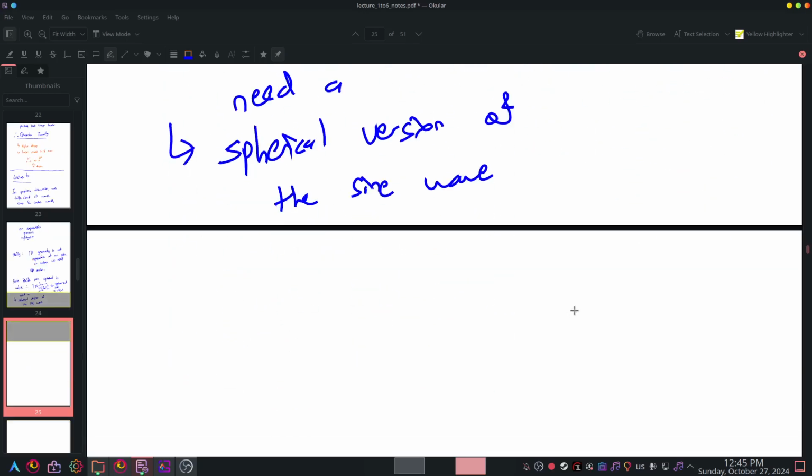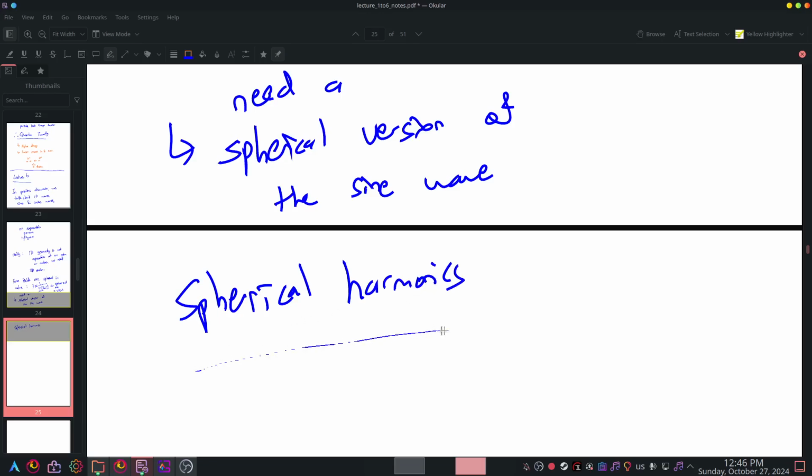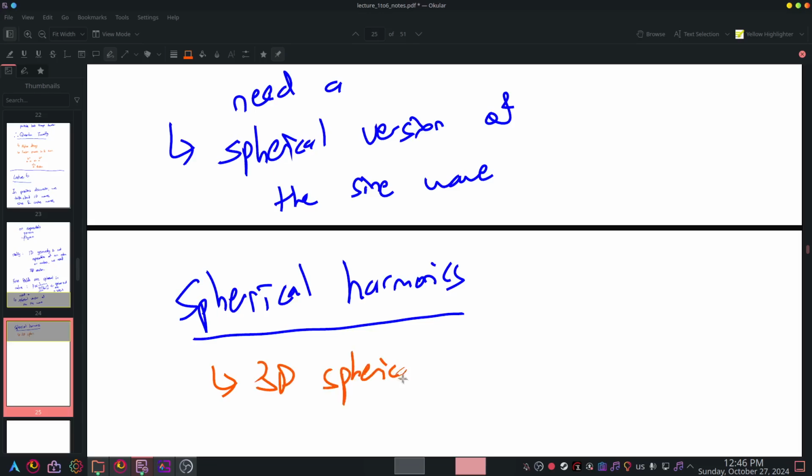So spherical harmonics is the topic we want to briefly discuss. I'm not going to do the math, but I'll introduce it a little and give you some insight or intuition into what it means. Spherical harmonics are just the 3D spherical version of sine waves.